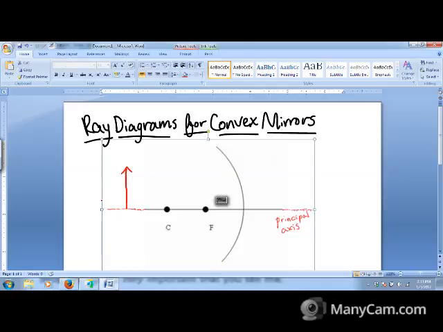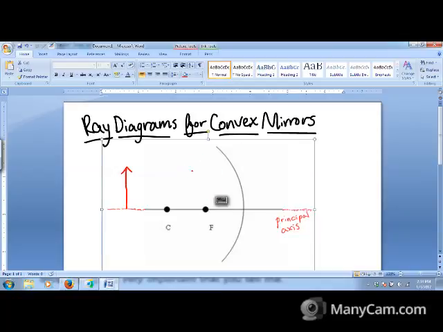So my question is, well, what does the image look like? Where is it located? Is it upright? Is it inverted? Is it about the same size, smaller, larger? Is it real, inverted? All of these questions are going to be tied together probably in the next lesson, but for now I just want to explore a ray diagram. So if you need to review the video over plane mirrors and their ray diagrams, feel free to do so. Right now we're going to talk about convex mirrors.